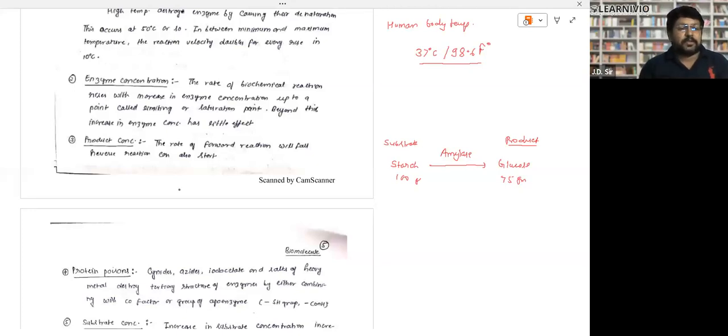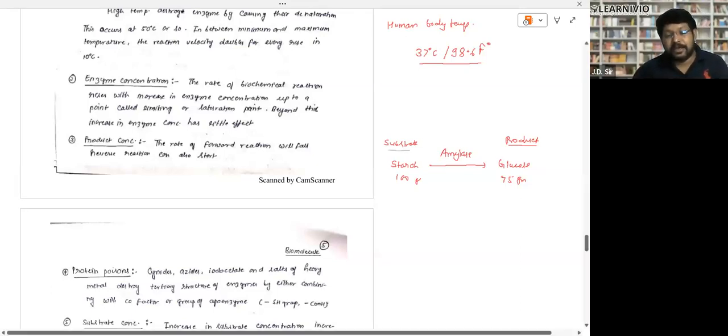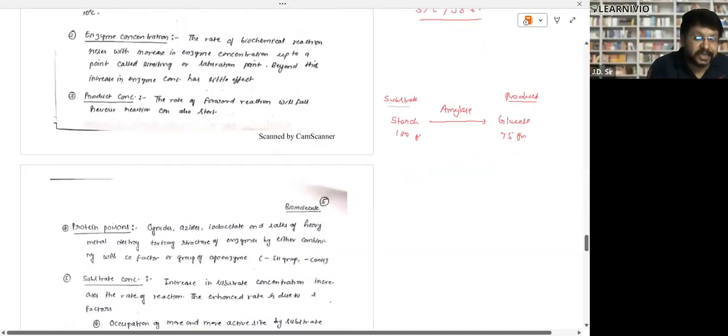Product concentration. Amylase converts starch into glucose. So starch is the substrate and glucose the product. If the product concentration, meaning the concentration of glucose, increases, then what will happen? The rate of forward reaction will fall. Reverse reaction can also start, right? If the product concentration increases, the rate of reaction of the enzyme will decrease.